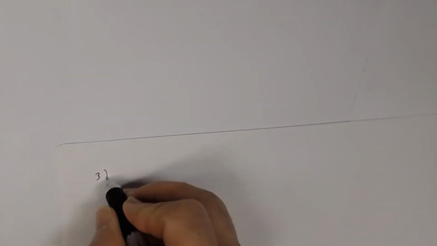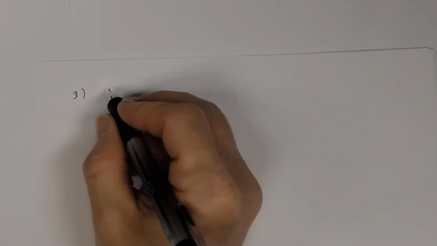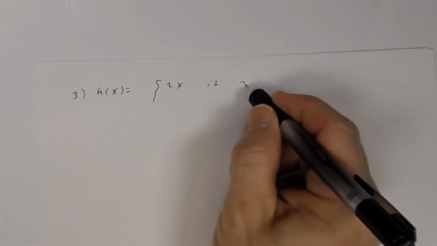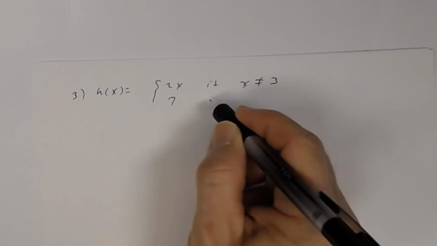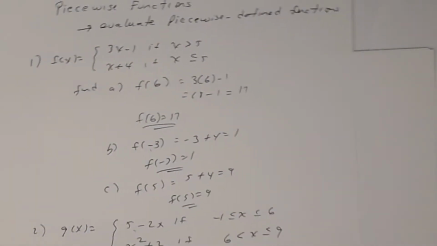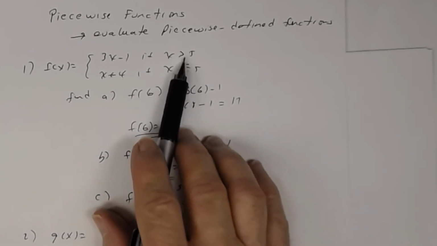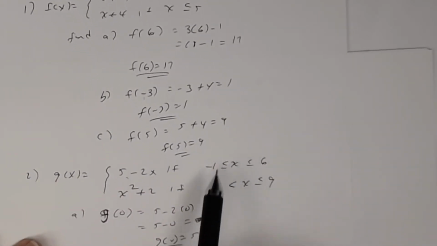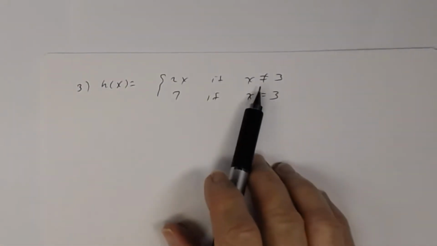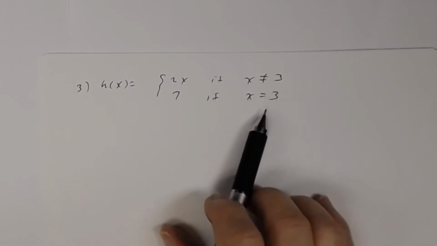Okay, let's look at number 3. For number 3, let's suppose we had h of x is equal to 2x if x does not equal 3, 7 if x does equal 3. All right, so notice this one's different. Notice in the previous two we did, if you look at domain, you had inequality symbols in both of those. Greater than, less than, equal to. Now here you had this compound inequality. Now though, you have this symbol not equal to. Remember, this means not equal to, this means equal to.